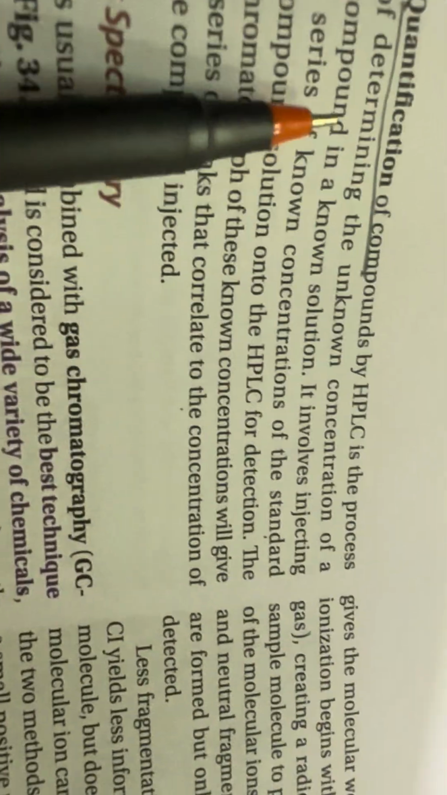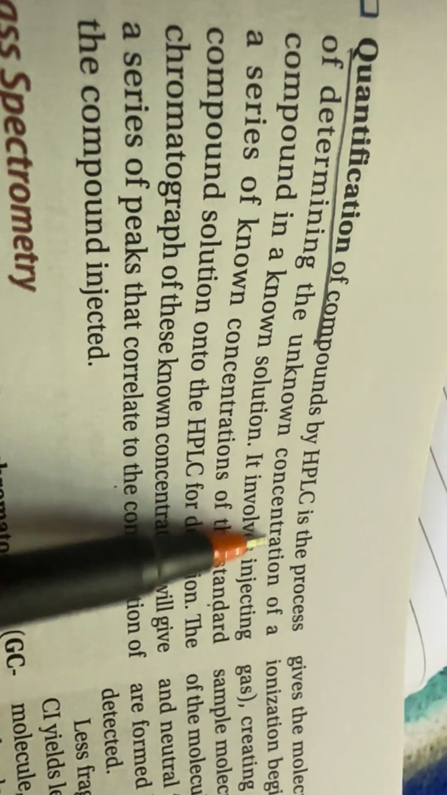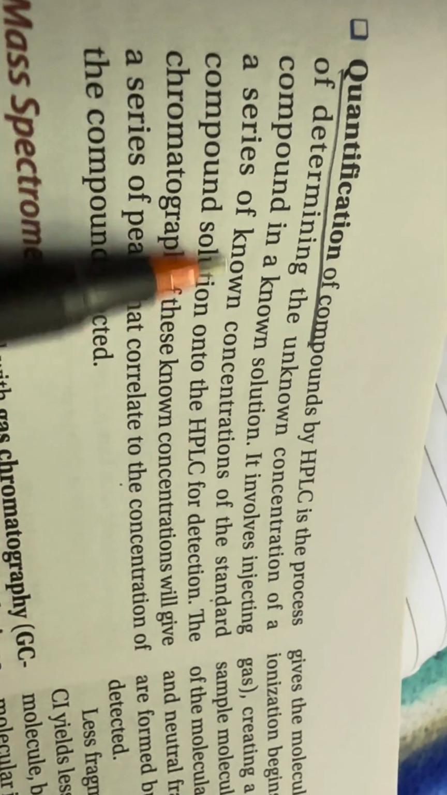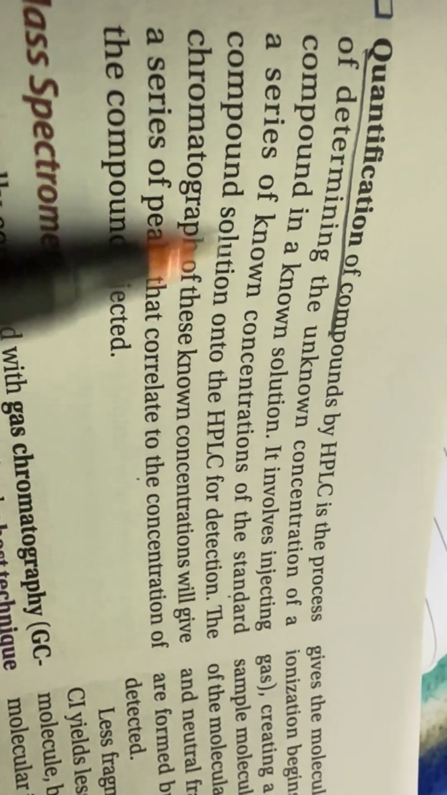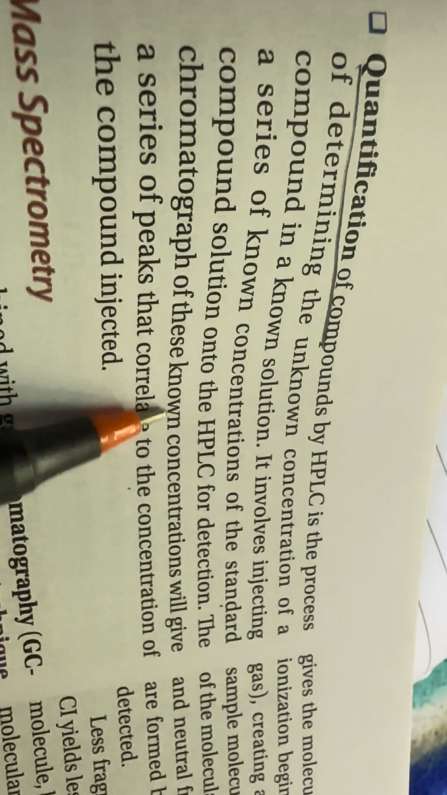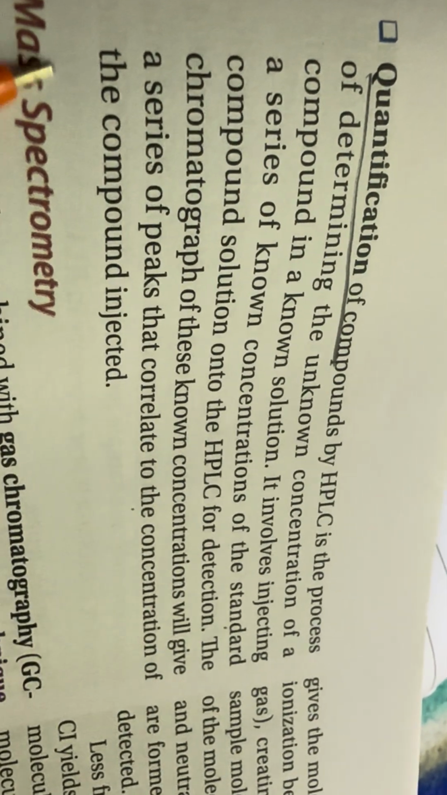Next is quantification. Quantification of a compound by HPLC is a process of determining the unknown concentration of a compound in a known solution. It involves injecting a series of known concentrations of the standard compound solution onto the HPLC for detection. The chromatograph of this known concentration will give a series of peaks that correlate to the concentration of the compound injected.